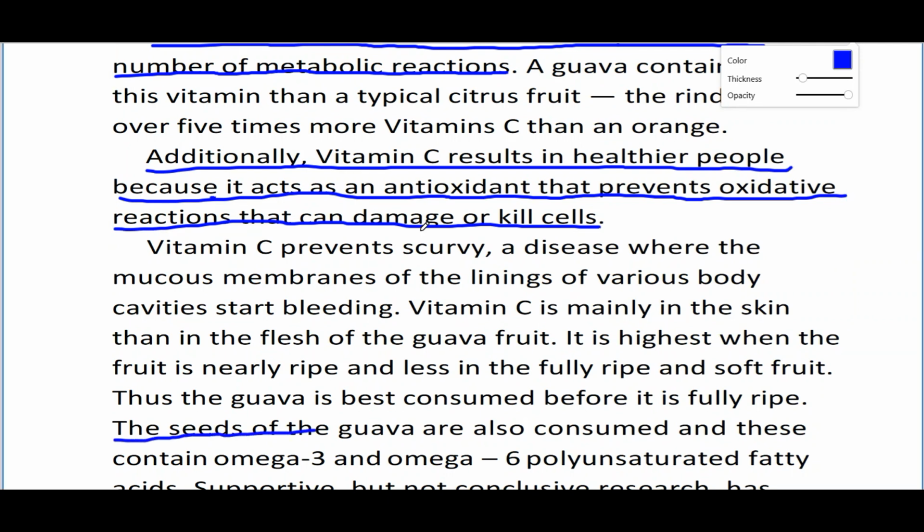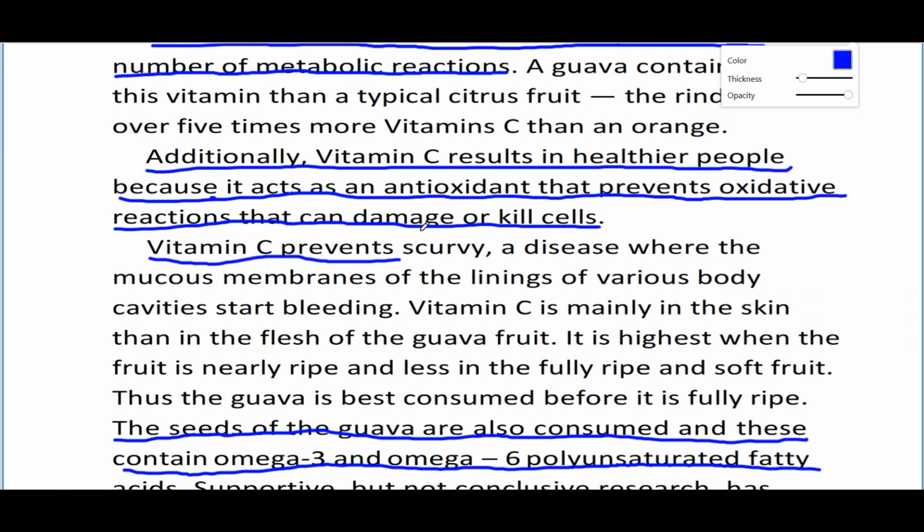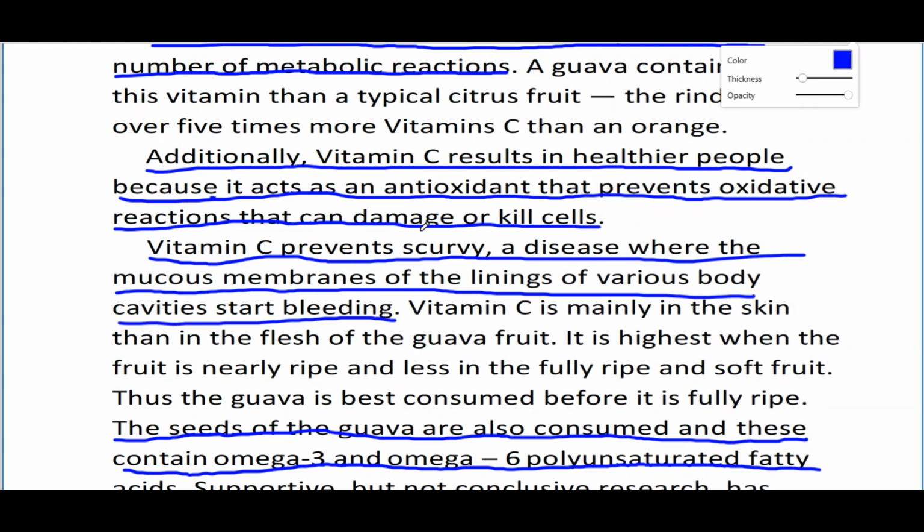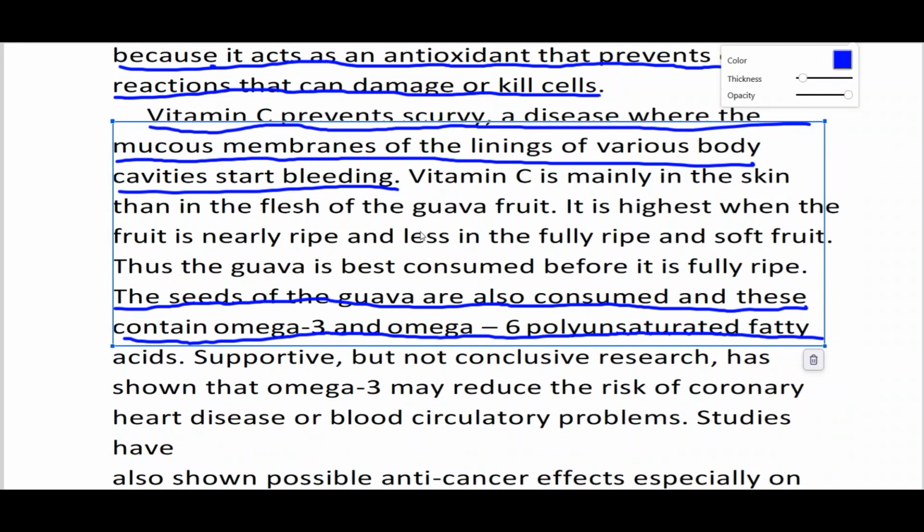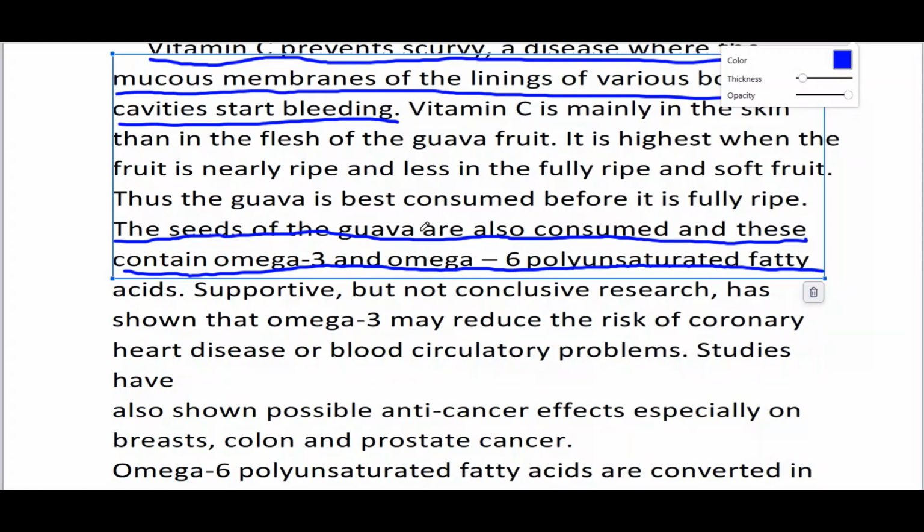So another importance of taking a guava as a fruit is that it contains, we have the first one, omega-3 and omega-6, which are polyunsaturated fatty acids. Then another point is that vitamin C prevents scurvy, a disease where the mucous membrane of the lining of the various body cavities starts bleeding. So let's look at the two nutrients. So we have supportive but not conclusive.